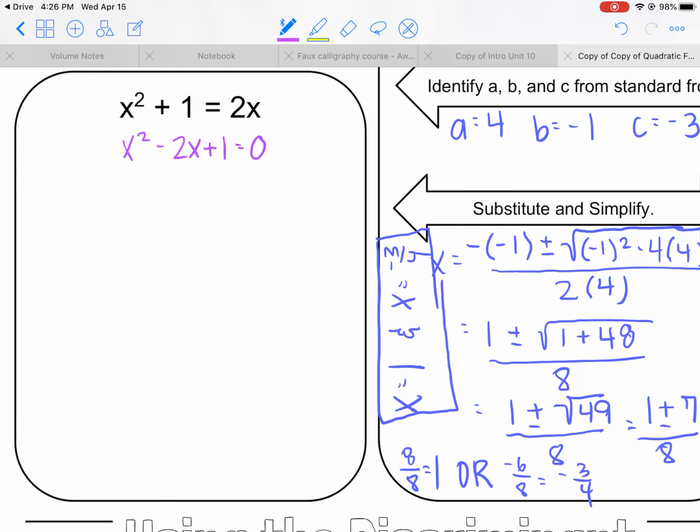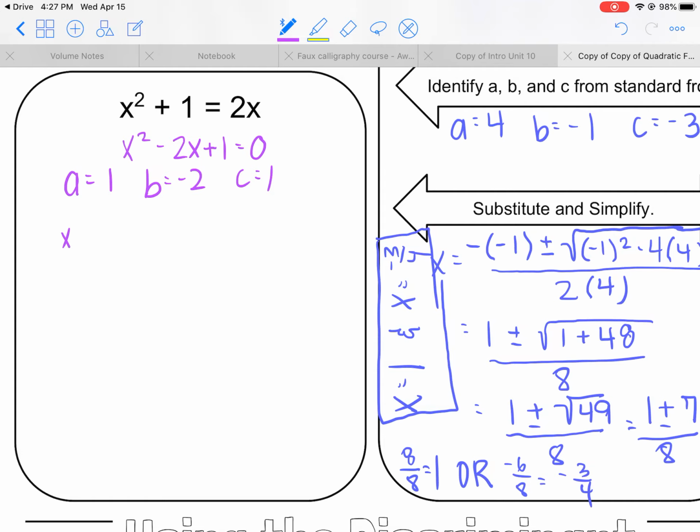Notice how I have kept in line with my general form, or the standard form, and my linear term is in the middle. My quadratic term is at the beginning with my leading coefficient. That's important. So now I'm going to identify my a, b, and c. So a is equal to 1, b is equal to negative 2, and c is equal to positive 1. And I'm going to substitute that into my quadratic formula.